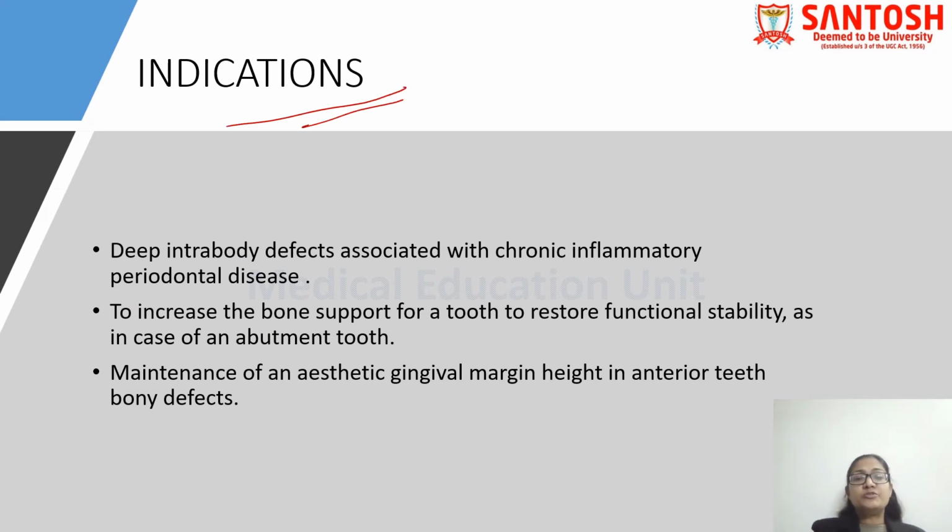So where all should we go ahead and do the bone grafting? You could do a bone graft in deep intrabony defects which are associated with chronic inflammatory periodontal disease, to increase bone support for a tooth to restore functional stability as in case of an abutment tooth, to maintain aesthetic gingival margin height in anterior bony defects. See, basically gingiva is a soft tissue. So for it to form or for it to take any shape, it needs adequate amount of bone below, because it is going to take the shape of the hard tissue that is supporting it.